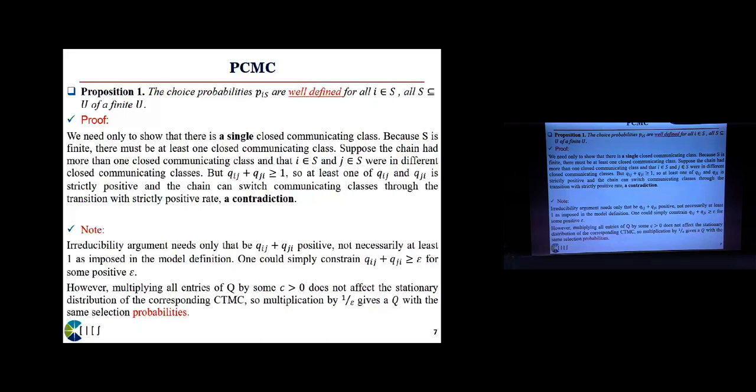And so this would be done through the transition being strictly positive, right? Which is a contradiction. Some notes here: for the irreducibility argument, this expression should be positive, not necessarily 1, as we used in the proof of our proposition. So it could be some constraint like this, for some positive epsilon, and we can multiply by 1 over epsilon as a constant, and it does not affect our stationary distribution.